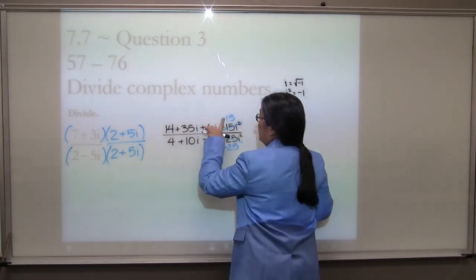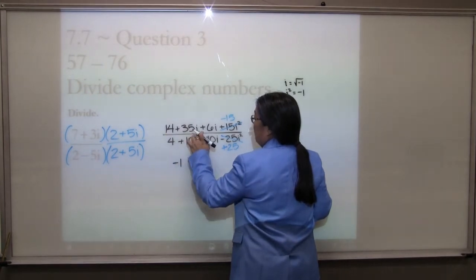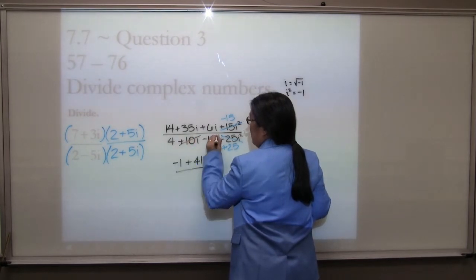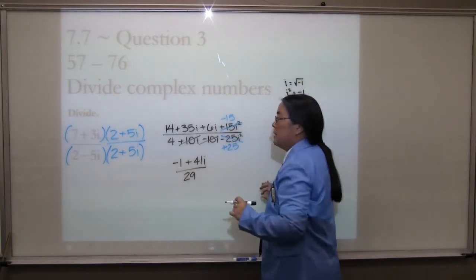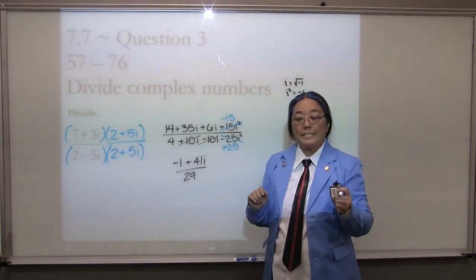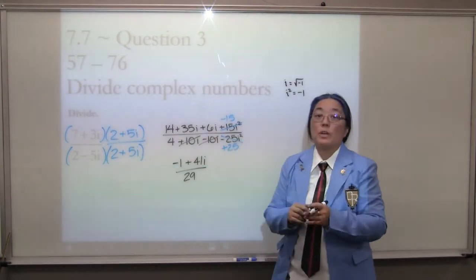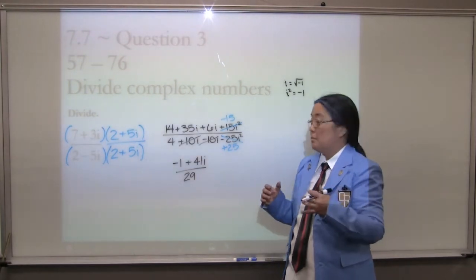Combining like terms, 14 minus 15 is negative 1. 35i plus 6i gives you plus 41i all over. These cancel. 4 plus 25 gives you 29. If we were in 7.5, we would be done. But we are now in Chapter 7, Section 7, where we have to write these as complex numbers. Complex numbers are a plus bi.